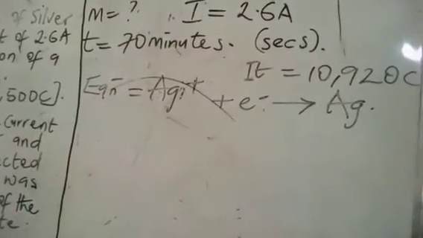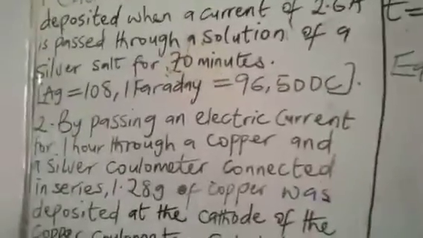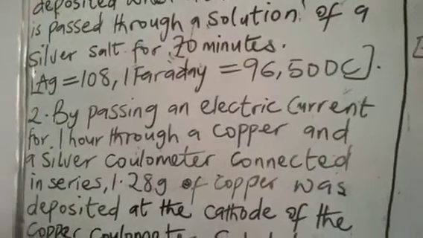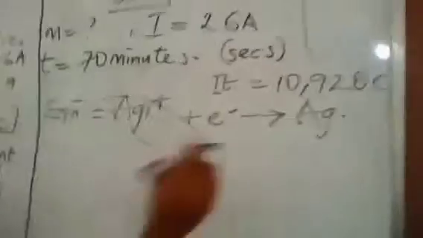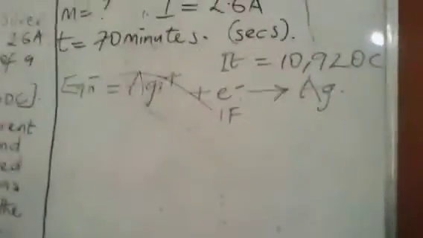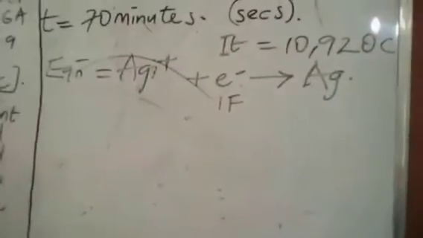Now another thing that you should know is that 1 mole of electrons is the same thing as 1 Faraday. Remember we said that 1 Faraday is the minimum quantity of electricity that can neutralize or liberate or discharge 1 mole of electrons. So we have 1 mole of electrons here, definitely 1 Faraday. And also the molar mass of silver is 108. So from here, we can easily get our calculations.